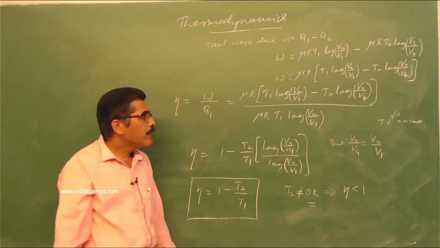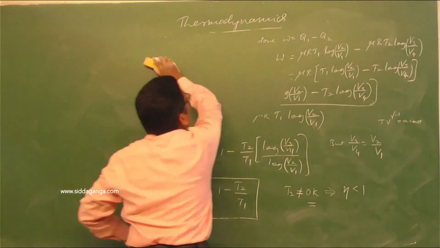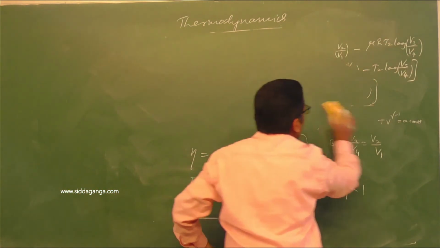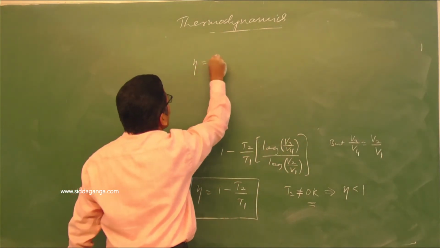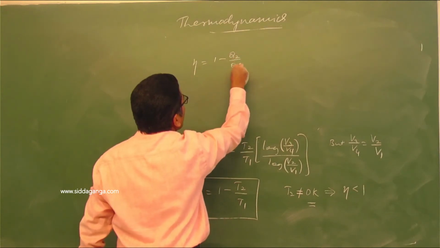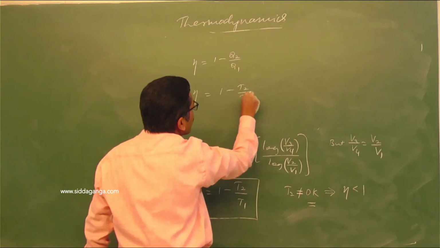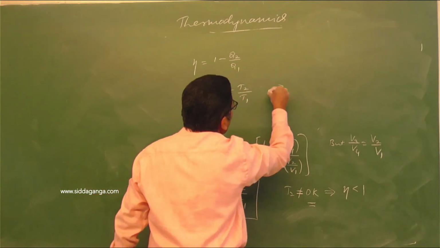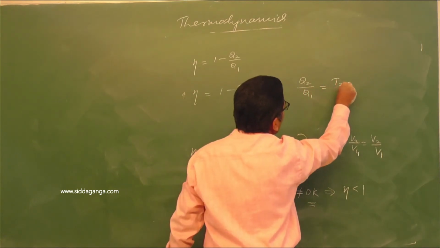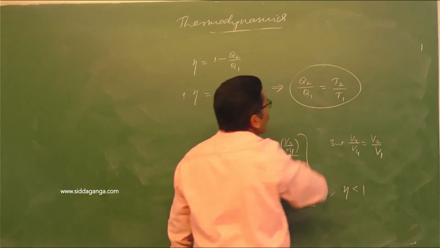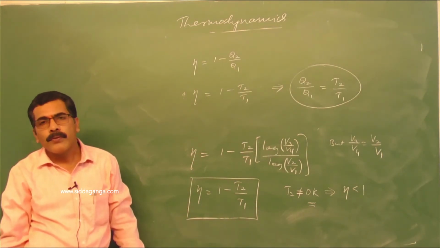Have you followed? Therefore, when you consider two different equations related to heat engine, earlier in heat engine we got this result eta is equal to 1 minus Q2 by Q1, and now we have arrived at 1 minus T2 by T1. From this we can conclude that Q2 by Q1 is always equal to T2 by T1. They are equal to each other.